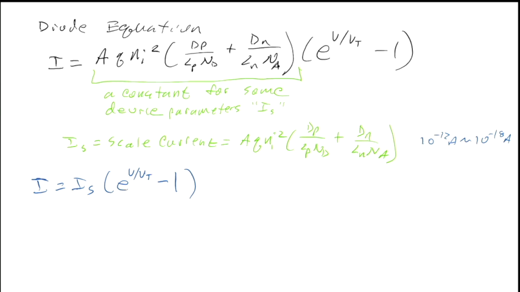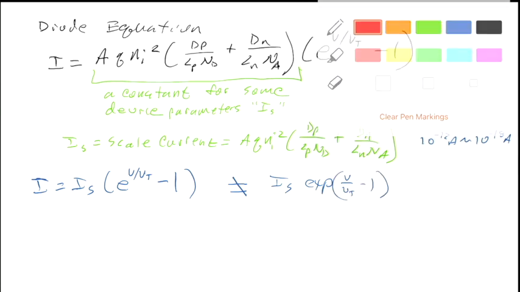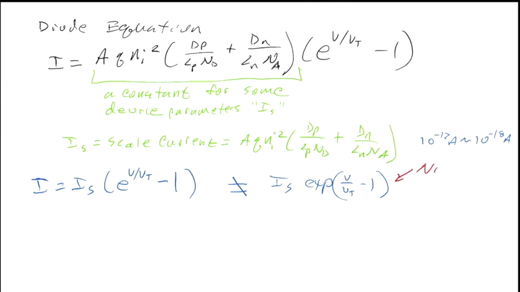Now, note, this is not e to the v over vt minus 1. It's not that. That's a big mistake. If you take e to the v over vt minus 1, that's going to give you a radically different thing and cause you all kinds of troubles if you do this. This is the diode equation.